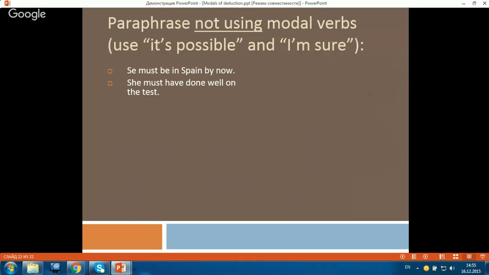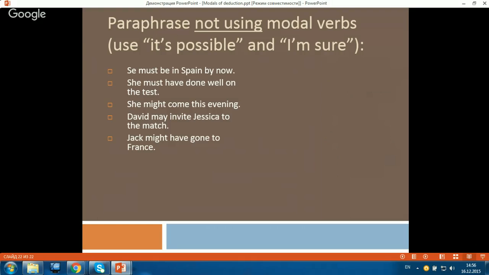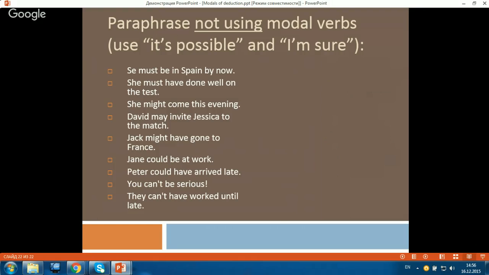She must have done well on the test. She might come this evening. David may invite Jessica to the match. Jack might have gone to France. Jane could be at work. Peter could have arrived late. You can't be serious. They can't have worked until late.